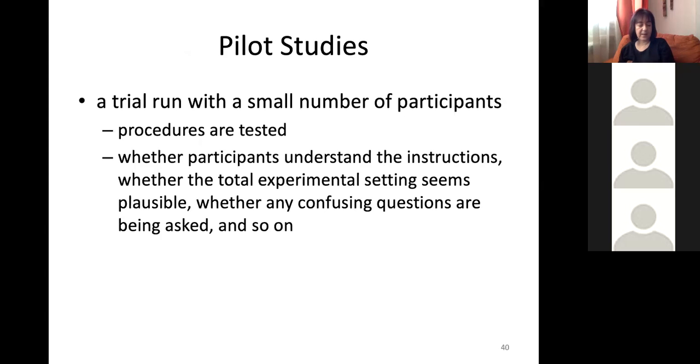And the final slides are about the pilot studies. I already mentioned them, that it is a good practice to have some practice runs with a small number of participants to check if all of the instructions are understandable, if the manipulation is successful, and so on.